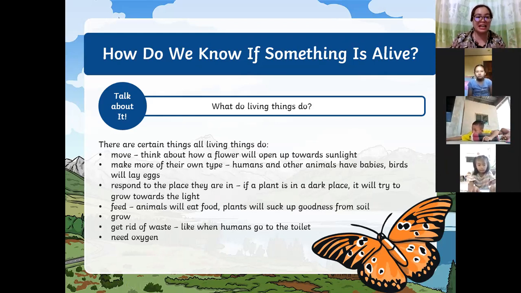Only living things can do that. So living things have stimuli. Okay, next, feed. When we say feed, you need food. Animals will eat food. Plants will suck up goodness from soil. So living things need to be fed.